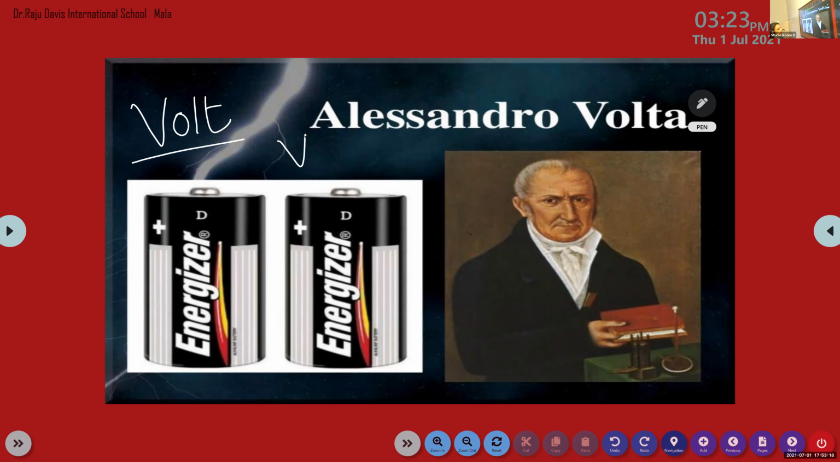Similar to that, Alessandro Volta is a physicist and chemist. He is the person who discovered the electric cell or battery. So in order to honor him, the SI unit of voltage is volt.